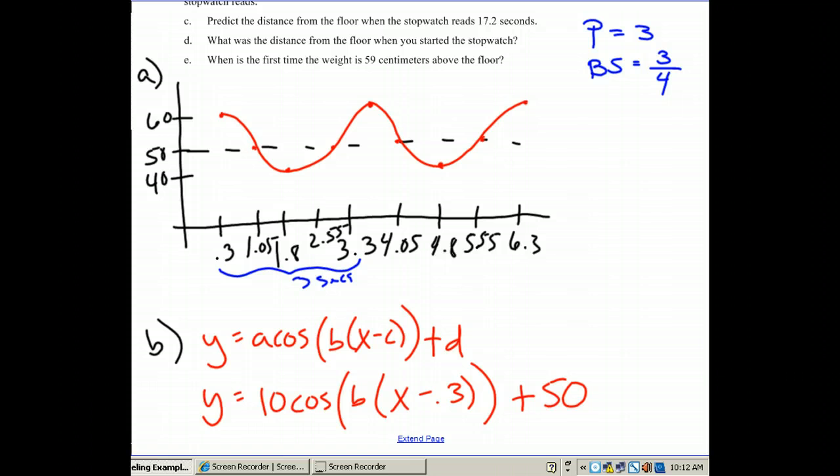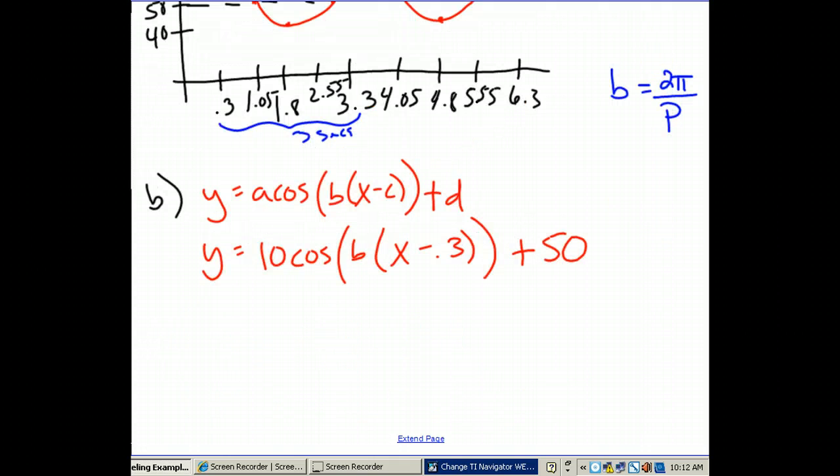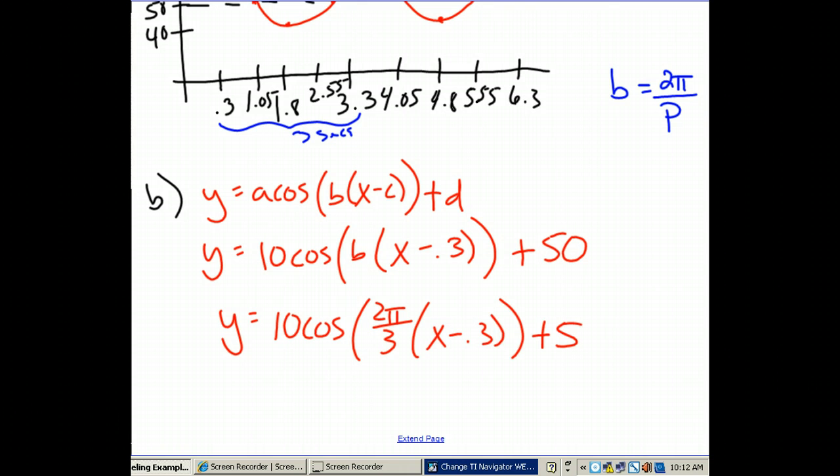Now b, as I just mentioned before, is the number of cycles from 0 to 2 pi. And b can be found by using, we know period is 2 pi over b. If we do a little math, we know that b is equal to 2 pi over the period. So if b is equal to 2 pi over the period, and we already found out our period is 3, we know that b is going to be 2 pi over 3. So to complete our equation, we have y equals 10 cosine 2 pi over 3 x minus 0.3 plus 50. And we've now completed parts A and B.